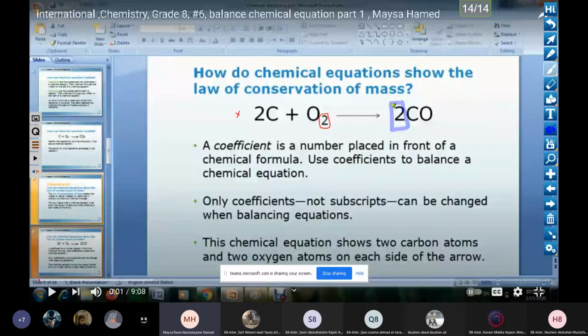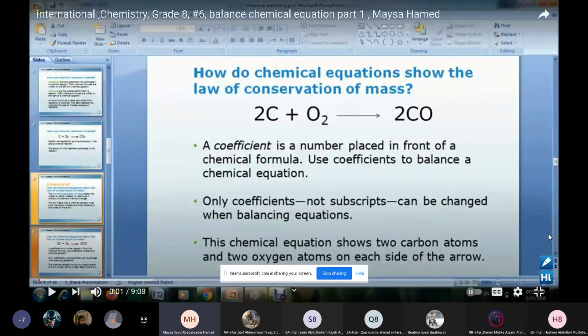Are they random numbers? For sure, they are not random numbers. We're going to learn the steps for how to put them. What is the name of this number? It's called a coefficient. What is the meaning of coefficient? It is a number placed in front of a chemical formula. We use a coefficient to balance a chemical equation. How? We will talk about it later.